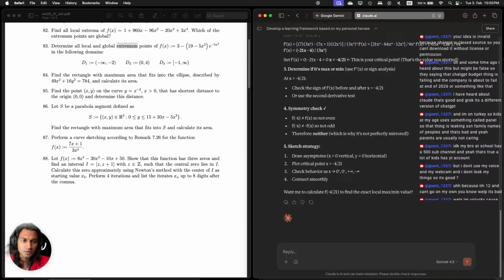Your idea is invalid because ChatGPT is closed source, so you can't download it without license or permission. It's closed source, but they did release something. I don't exactly know how it works, but I knew that first DeepSeek released their blueprint. I don't know exactly what it is, but after a while, ChatGPT did release their open source. They did open source something that they have.